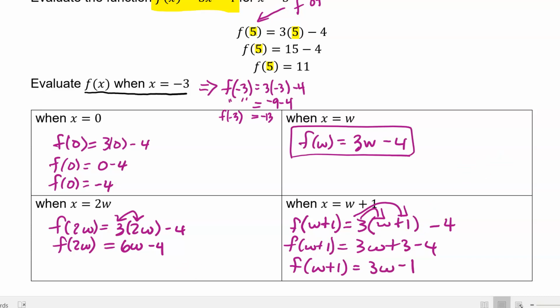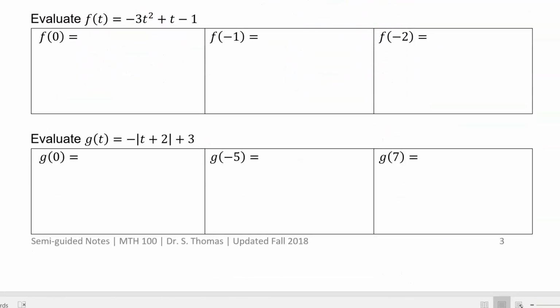Let's move on. Let's try a new function to evaluate. f of t equals -3t squared plus t minus 1. I'm going to try the first one out, and I want you to try the other two, okay? Starting with f of 0, let's plug in a 0 for t. So we're replacing all of the t's with 0 now, plus another 0 minus 1. So that's going to end up being 0 plus 0 minus 1, which is -1. So f of 0 here equals -1.